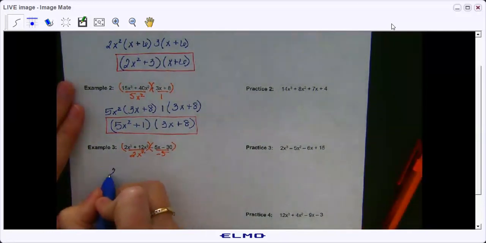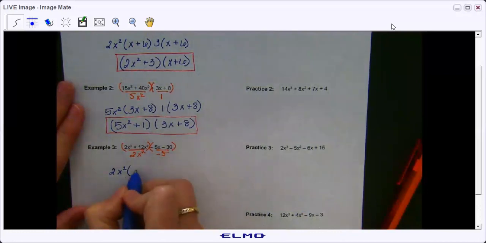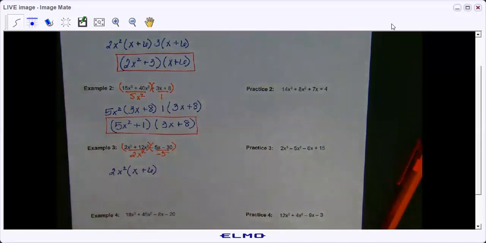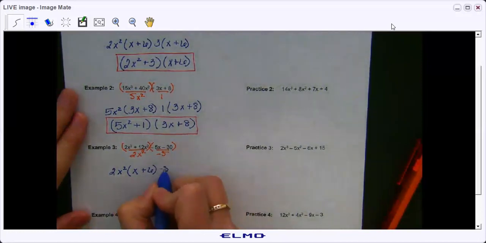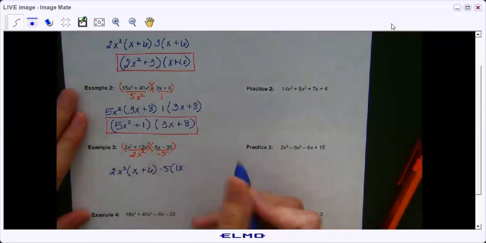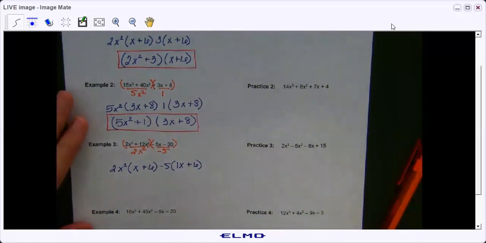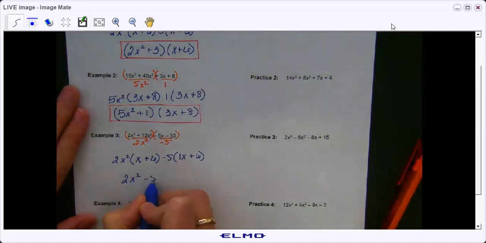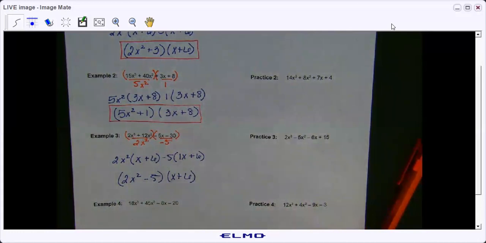So the GCF goes on the outside of the parentheses, so 2x squared times, and then you simplify 2x cubed divided by 2x squared, x, 12x squared divided by 2x squared is 6. Now on the second term, I'm taking out a negative because my first term here is negative. So -5x divided by -5 is just x. And negative 30 divided by negative 5 is a positive 6. So then 2x squared minus 5 times x plus 6.